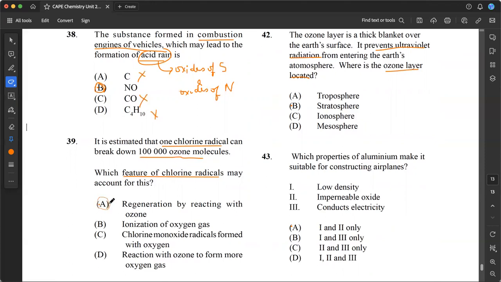So that regeneration ability of the chlorine radical is what makes it able to break down that many ozone molecules per one radical. So the answer here is A for 39.